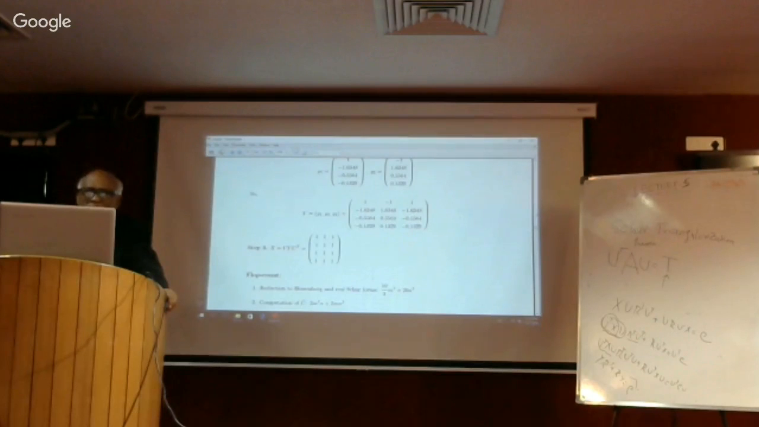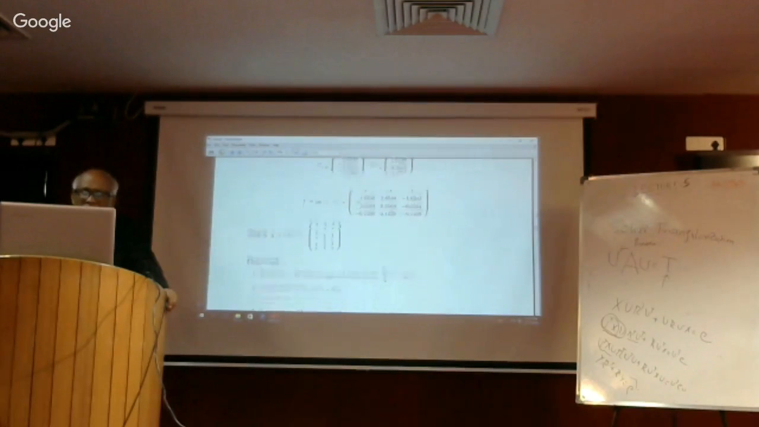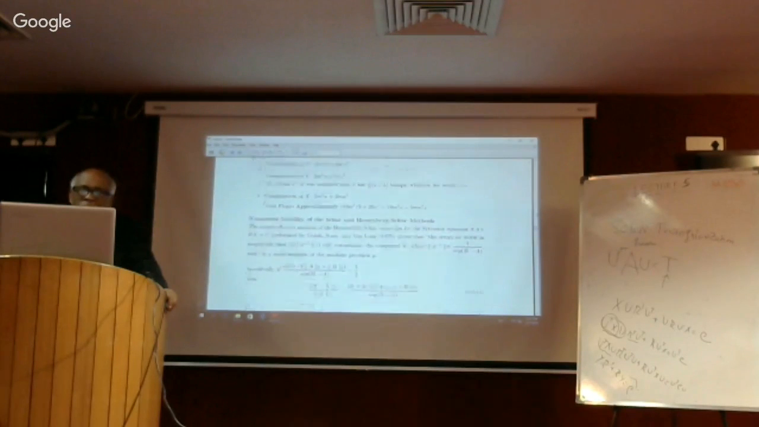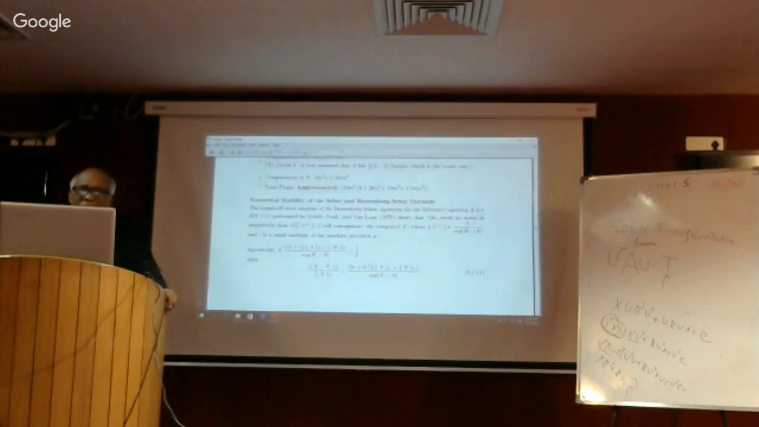While using MATLAB, you can do that. Now, MATLAB has a command, lyap. Lyap solves both Sylvester's equation and the Lyapunov matrix equation.